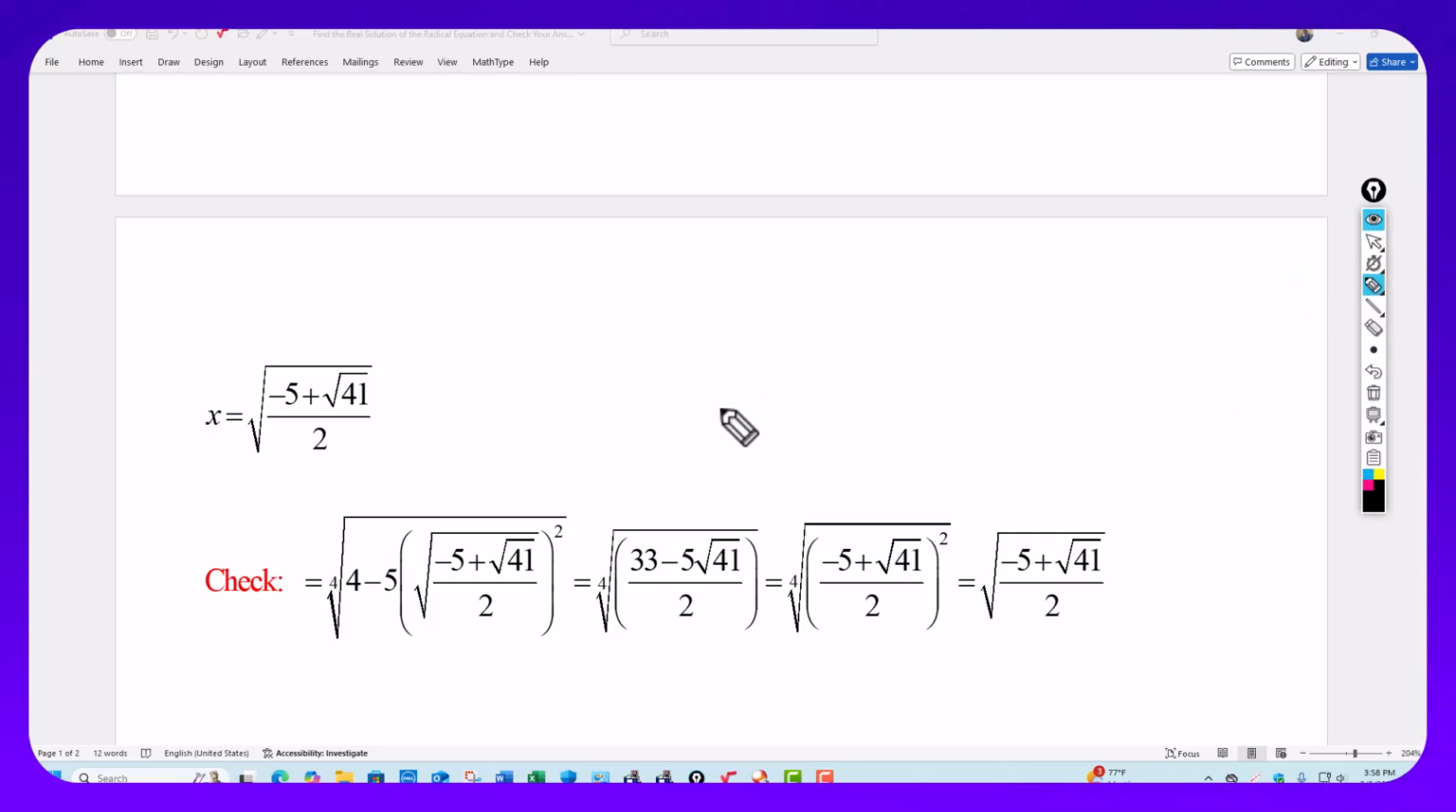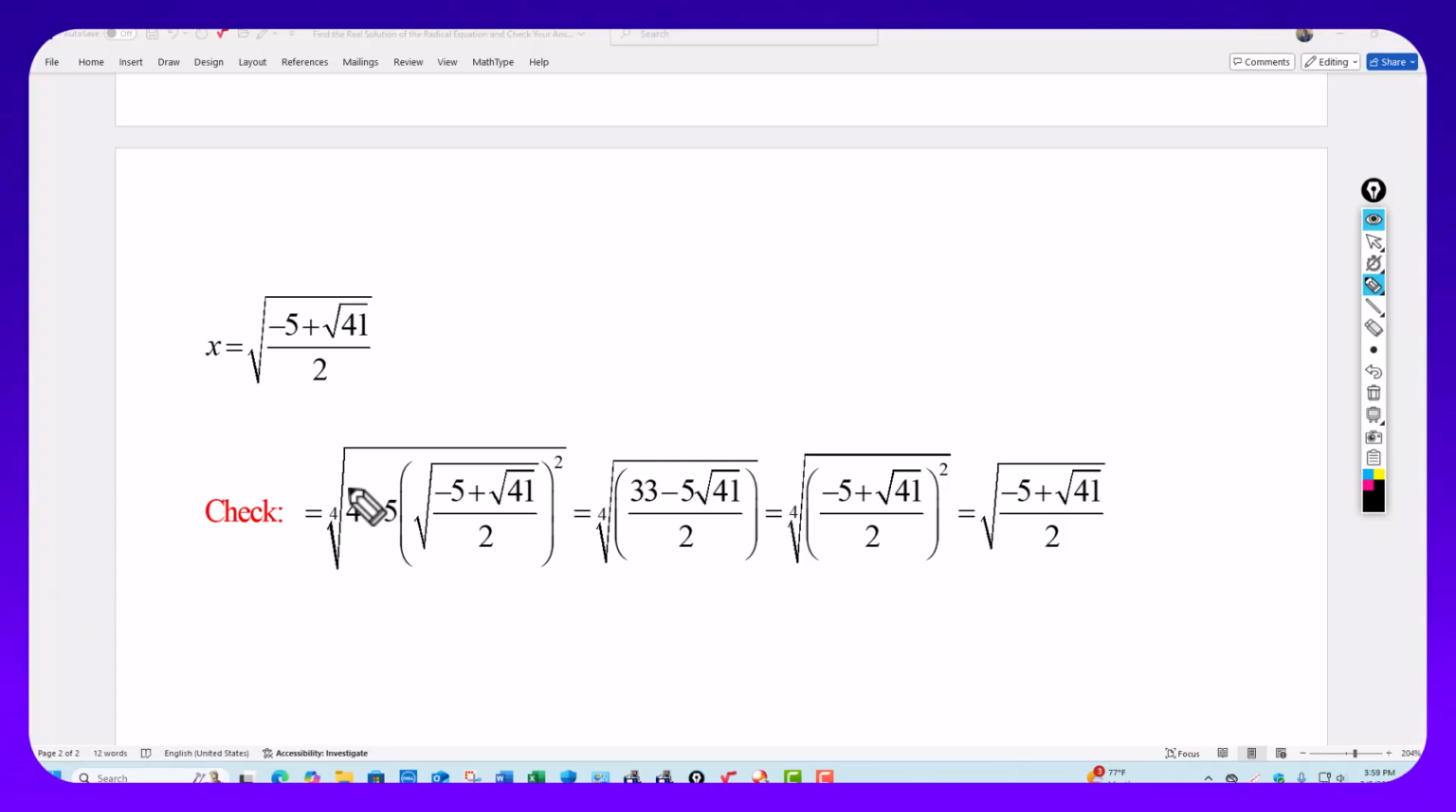So you can see it easier here. I went ahead and set this up like this. So it's the fourth root of 4 minus 5, and it was x squared. And this is x here. And based on what we saw there, whatever we get has to be x, which is the same thing here. So let's do it right here.